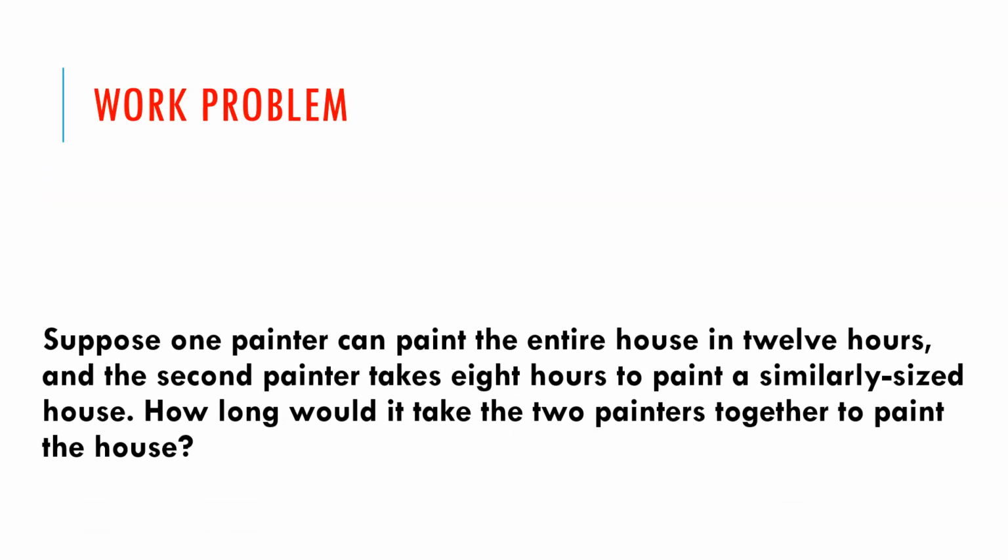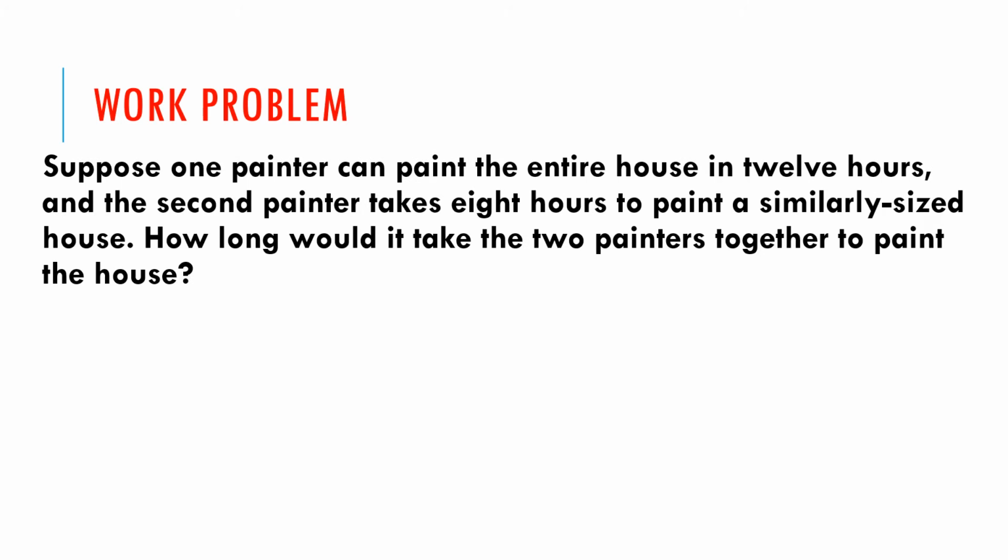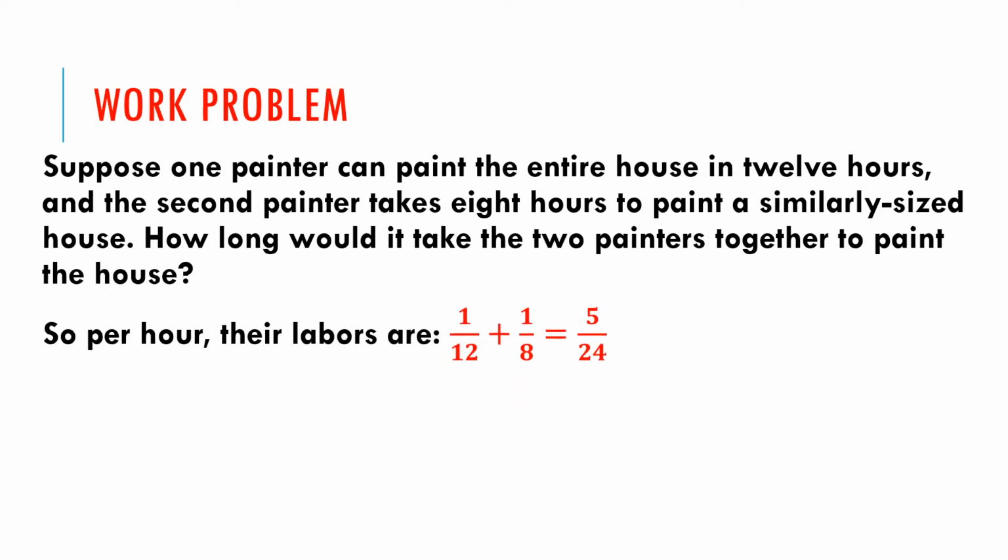So here's the problem. Suppose one painter can paint the entire house in 12 hours and the second painter takes 8 hours to paint a similarly sized house. How long would it take the two painters together to paint the house? What we're going to do here is i-add natin yung labor ng dalawang painter. So ang isang tao, 12 hours niyang ginawa, plus yung isang painter naman, 8 hours niyang ginawa. Ang result, so 1 over 12 plus 1 over 8, ang sagot is 5 over 24.